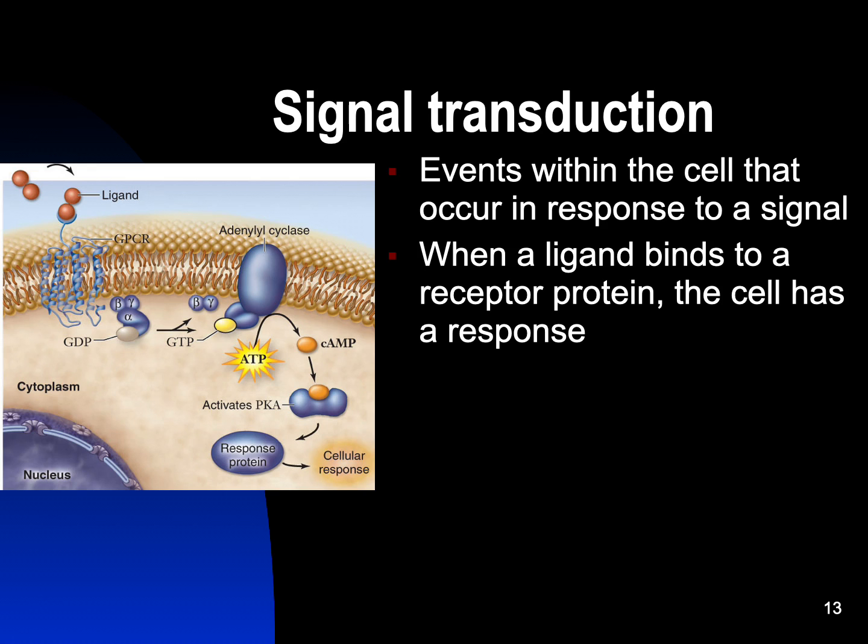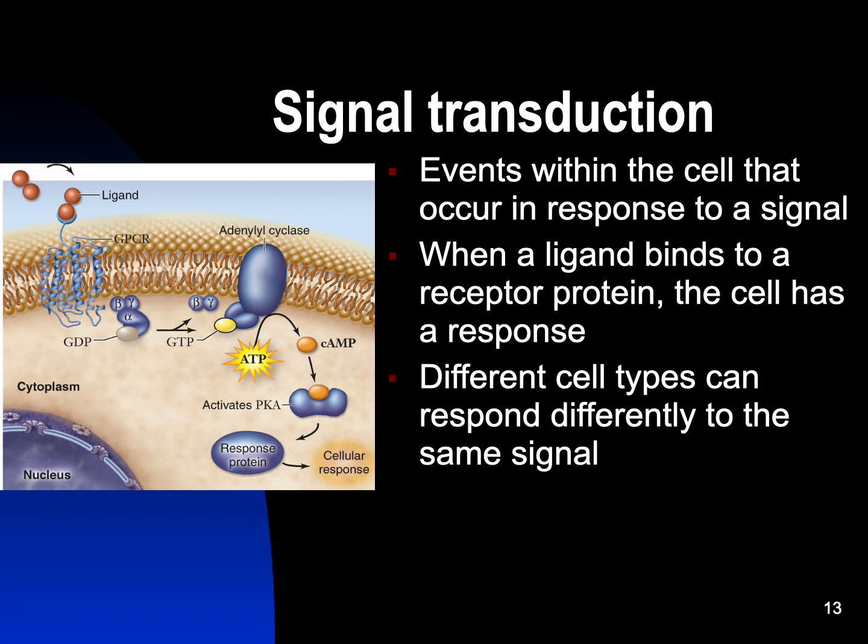Let's talk a little bit about signal transduction. This is when the ligand binds to the receptor. What goes on within the cell? Well, different cells can have different responses to the same signal because the same receptor on the cell surface can be linked to a different signal transduction pathway inside the cell.